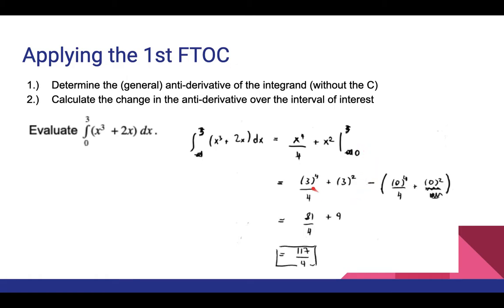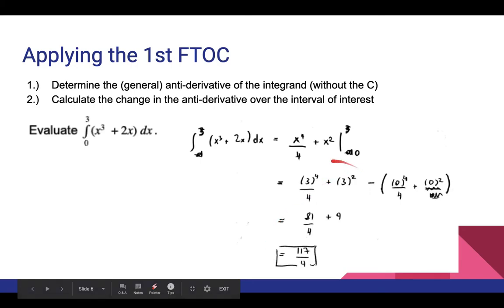So what we're going to have now is we evaluate our antiderivative at x equals 3, which is going to give us 3 to the 4th divided by 4 plus 3 squared. And now we're going to subtract our antiderivative evaluated at x equals 0. Again, we're taking the change from x equals 0 to x equals 3. So we're going to have 0 to the 4th divided by 4 plus 0 squared, which is just going to give us 0 overall. As a result, the overall change in our antiderivative is going to be 81 over 4 plus 9, or 117 over 4.